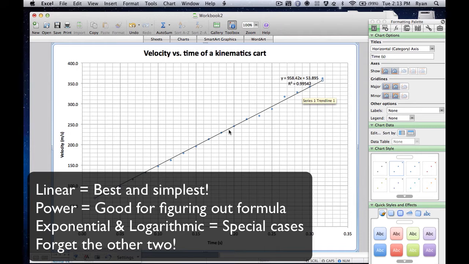So again, the best ones to try: use linear if you think it's a straight line. Check that one out. Use power if you're not sure what sort of relationship you have, to help you find it. Use exponential and logarithmic if you have a reason to. Don't use polynomial, and don't use that moving average. I have no idea what that's for. I think that's more financial.